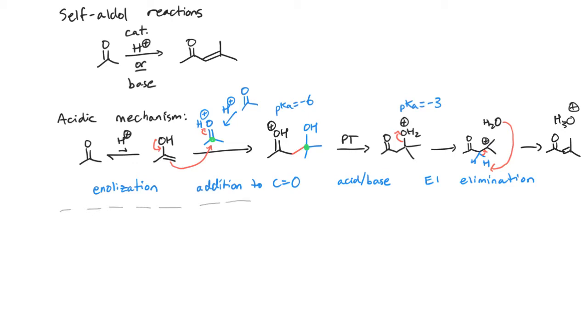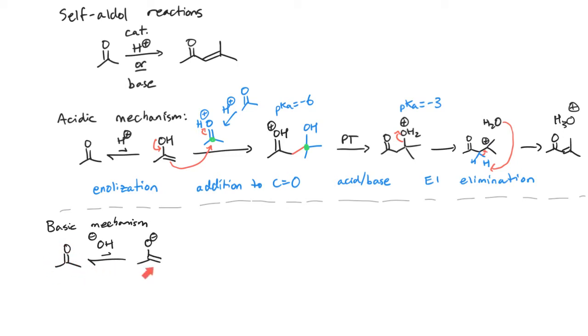All right, so now we'll do the basic mechanism. Very similar, just a base instead of an acid. I'm going to use hydroxide as our theoretical base, but it could be any other sort of base. And in the first step of this mechanism, we should expect to be forming the enolate instead of an enol because we're under basic conditions. The equilibrium still should favor the keto form here, not the enolate, based on pKa's.